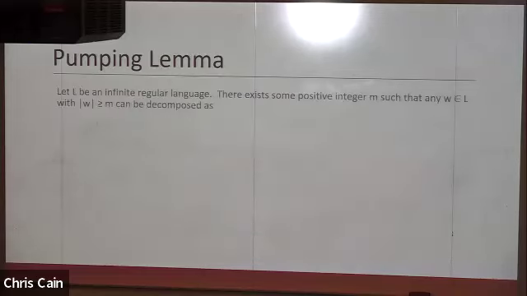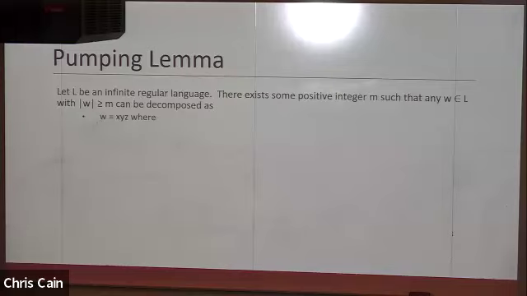So, basically, all of that: the pumping lemma. The way we're going to do this, let L be an infinite regular language. This is kind of the language that you'll want for showing a pumping lemma. You say, let L be an infinite regular language. Then there exists some positive integer m. We're going to call m the number of states in the DFA that accepts it, such that any w that's a member of that language with length of w greater than or equal to m can be decomposed as w equals xyz.